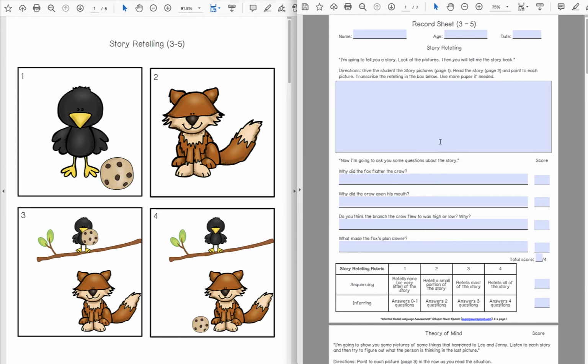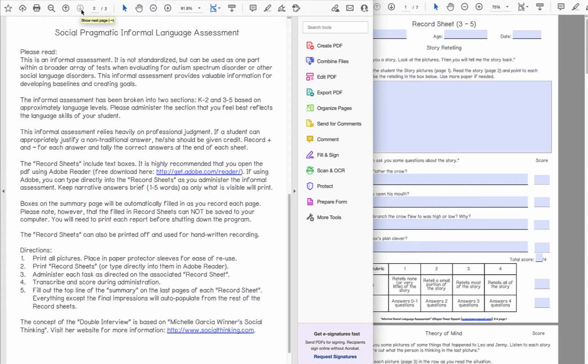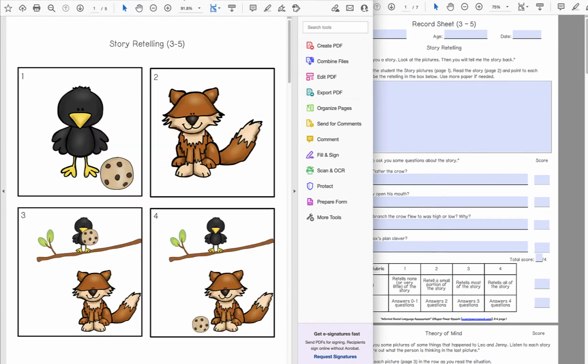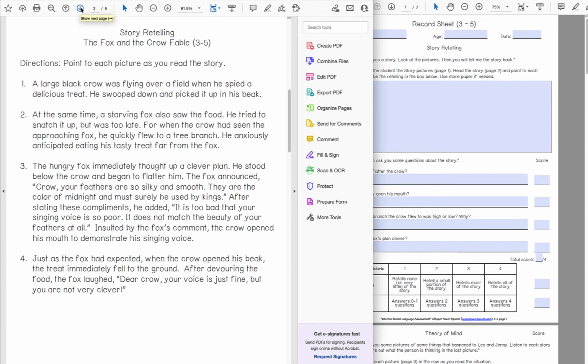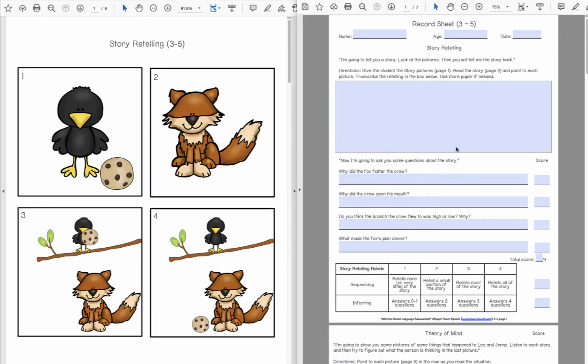And then on the other side, on the right side, you can see what you're going to be typing into. So you are going to read the students the story. You get directions here on what to do, and the story is actually right here on page 2. So you're going to read the story while you are showing them the pictures, and then you are going to have the students retell the story.